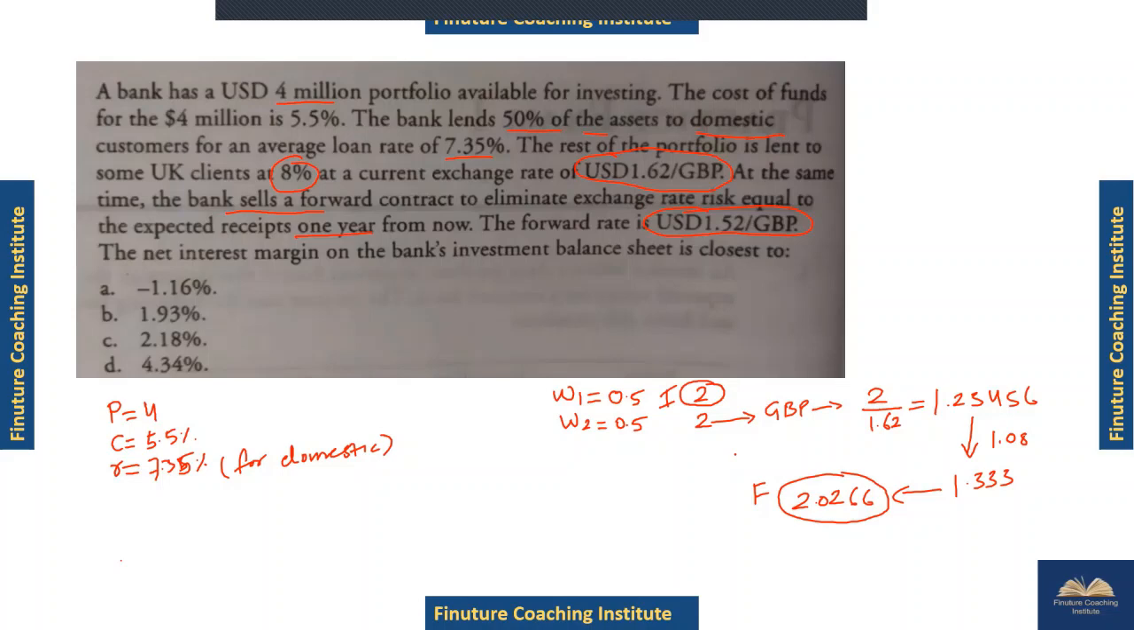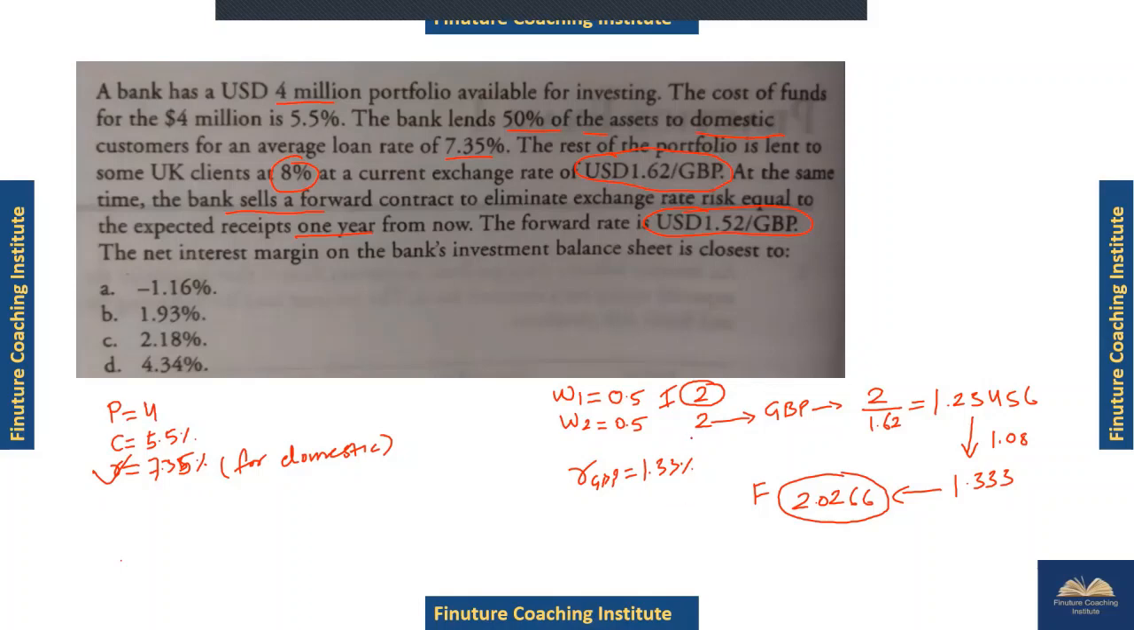Now you have to calculate the rate of earning that you have. Because on the 50% amount we already have the rate of interest that we would earn, it's just a differential of these two. This is the cost, this is the benefit. We want to understand the rate of return that we are earning on the sterling amount. That is this 2.06 minus 2, divided by 2, which is around 1.33%. So the rate on the GBP lending is 1.33%.